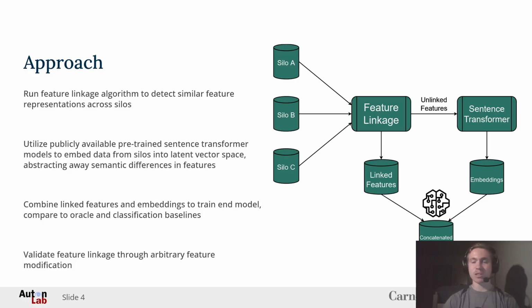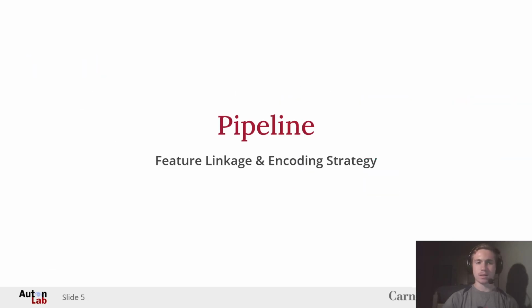And then the rest of the features that do not get linked are fed into a sentence transformer, and I'll talk about that in a little bit. And the sentence transformer, again, they put all the data records into this latent vector space where they can all be successfully combined, and they are concatenated at the end, those embeddings, with the features that were linked. And now we can train a model on this end concatenated data.